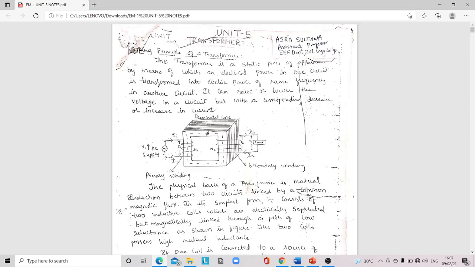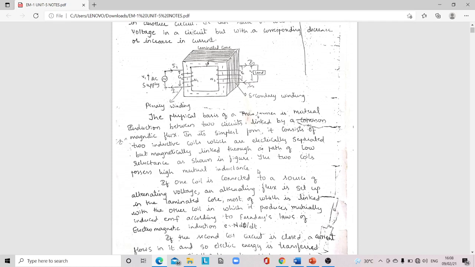So what we have seen is, a single phase transformer is a static piece of apparatus by means of which electrical power in one circuit will be transformed into electric power of same frequency in another circuit. It can increase or decrease the value of voltage in a circuit, but with a corresponding decrease or increase in the value of current. So physical basis of a transformer is mutual induction between two circuits which are linked by a common magnetic flux. Transformer consists of two inductive coils which are electrically separated but magnetically linked through a path of low reluctance. And the two coils will possess high mutual inductance.